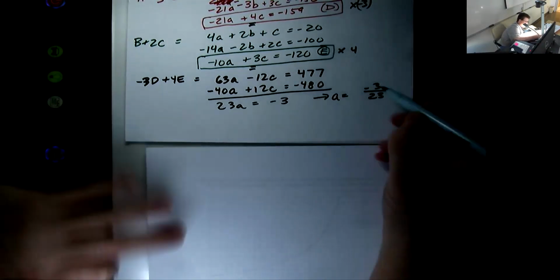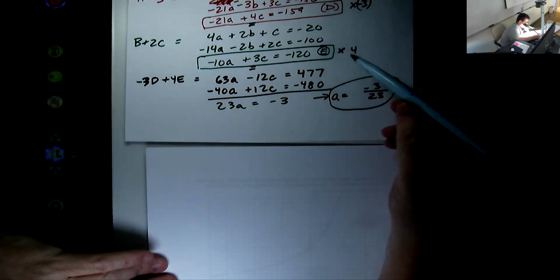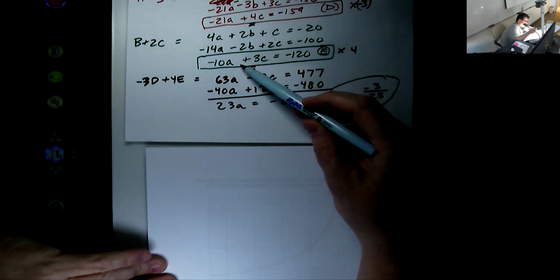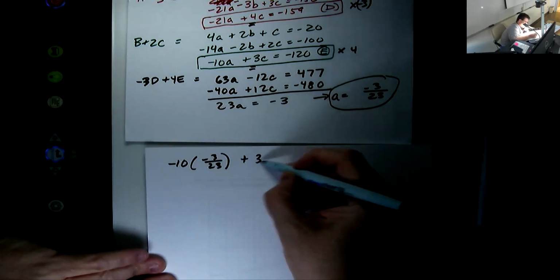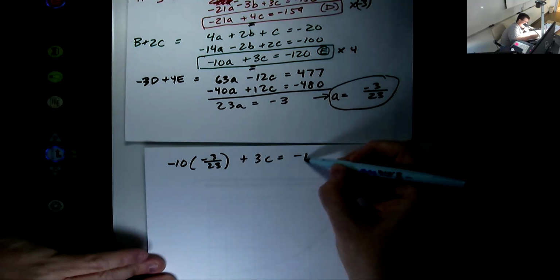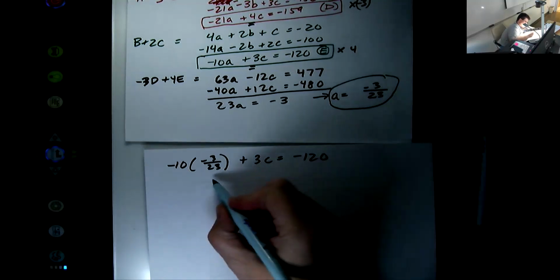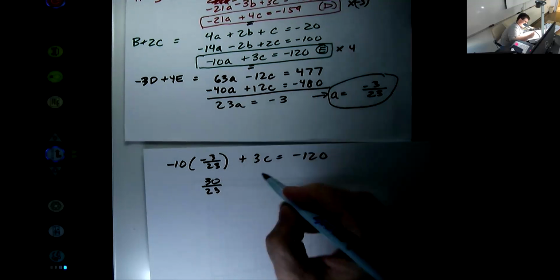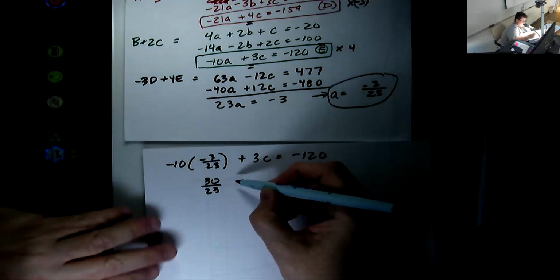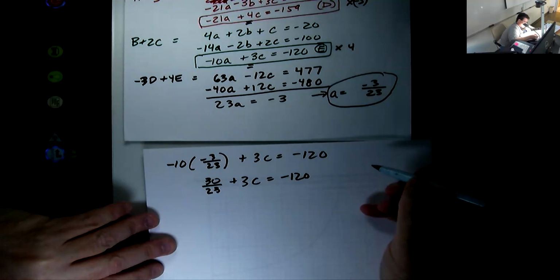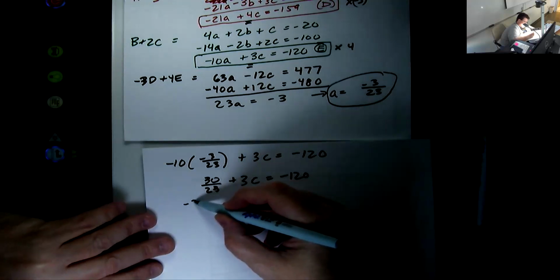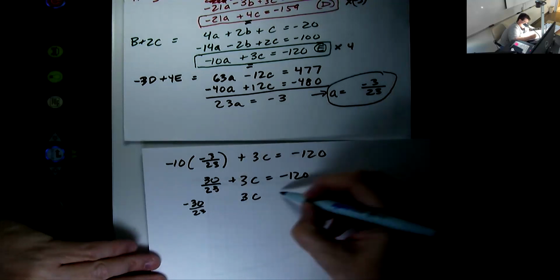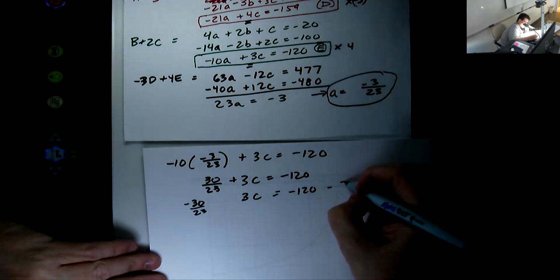All right, now that we got A, we're gonna backpedal and figure out what C is. I'll put it in that one. -10 times -3 over 23 plus 3C equals -120. So I've got 30 over 23. So if I subtract this, I have 3C equals -120 minus 30 over 23.